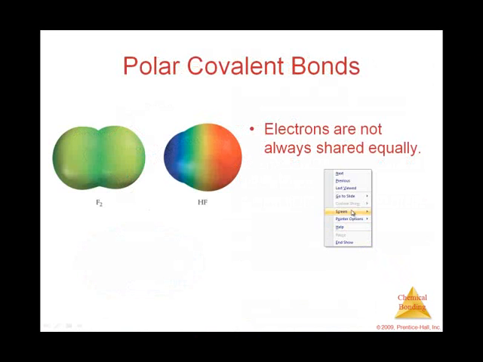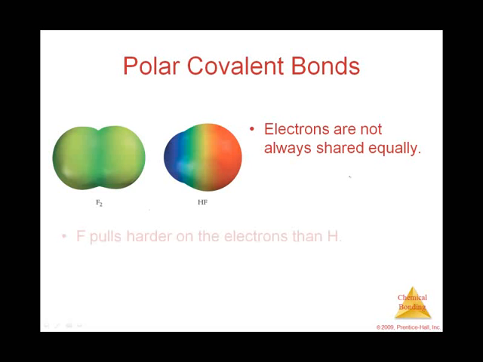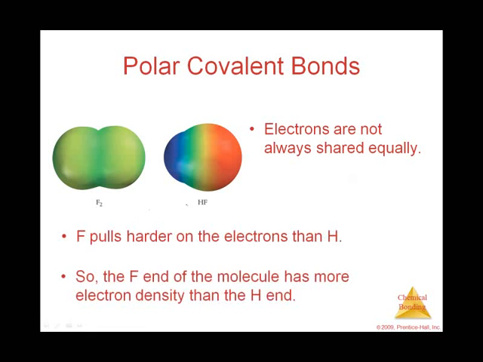Now, electrons are not always equally shared. As you know, if I take fluorine and hydrogen and make hydrogen fluoride, we know that the fluorine is more electronegative than the hydrogen. So the fluorine is going to pull harder on that pair of electrons than the hydrogen will. And what we say forms is a dipole. And we draw the dipole like this.